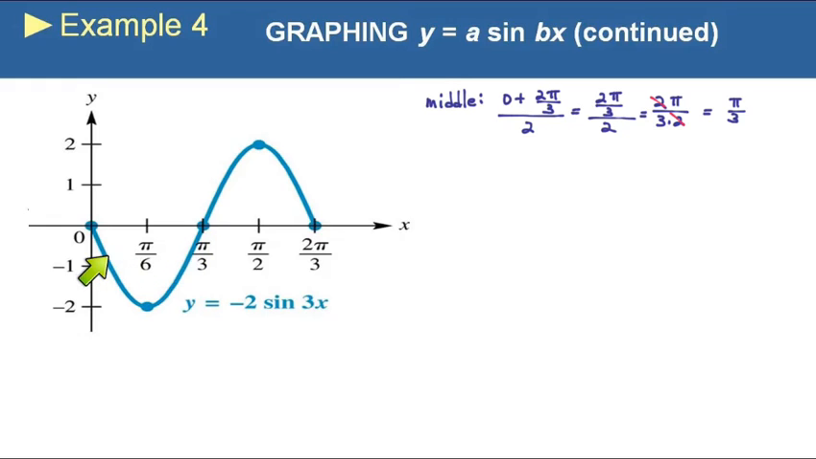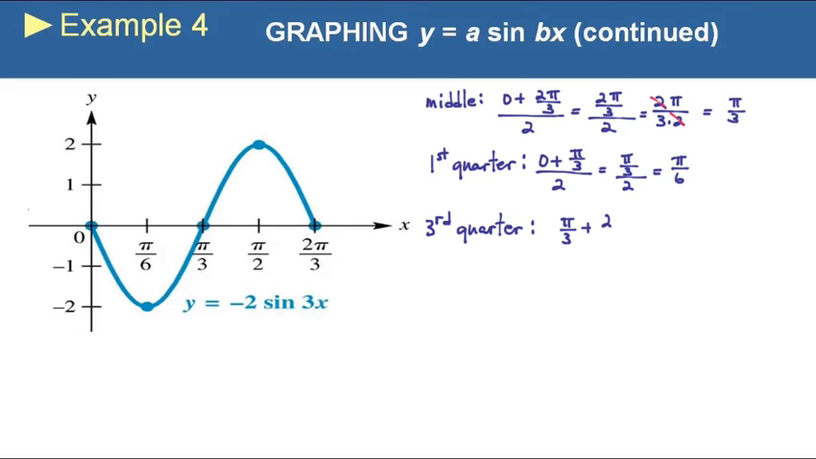Now let's get the first quarter, so we'll have to average 0 and pi over 3. So 0 plus pi over 3 all over 2. Add them together, we get pi over 3 over 2, which is pi over 6. And for the third quarter, we'll average pi over 3 and 2 pi over 3. So pi over 3 plus 2 pi over 3 is going to give us 3 pi over 3, which is just pi, and then the denominator is still 2. So 3 pi over 3 reduces to pi, and the denominator stays the same. And so our third quarter number is pi over 2.